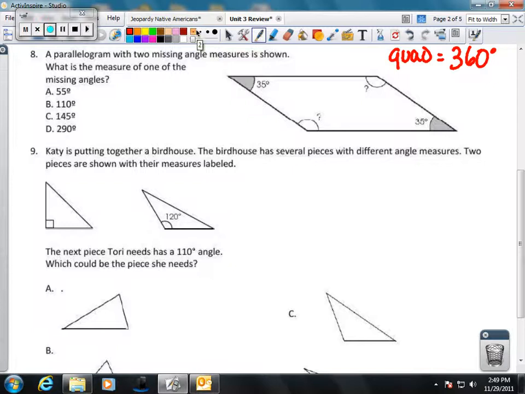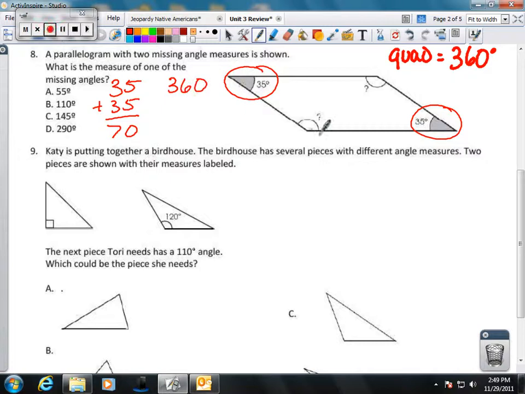That being said, we know that this angle here and this angle here are given to us, and if we add those two together, 35 and 35 equals a total of 70 degrees. All we have to do to figure out the other two is take 360, the total degrees in the entire object, and subtract from it 70 degrees. When I subtract those two numbers, I end up with a total of 290 degrees that will be split evenly into both of these angles.